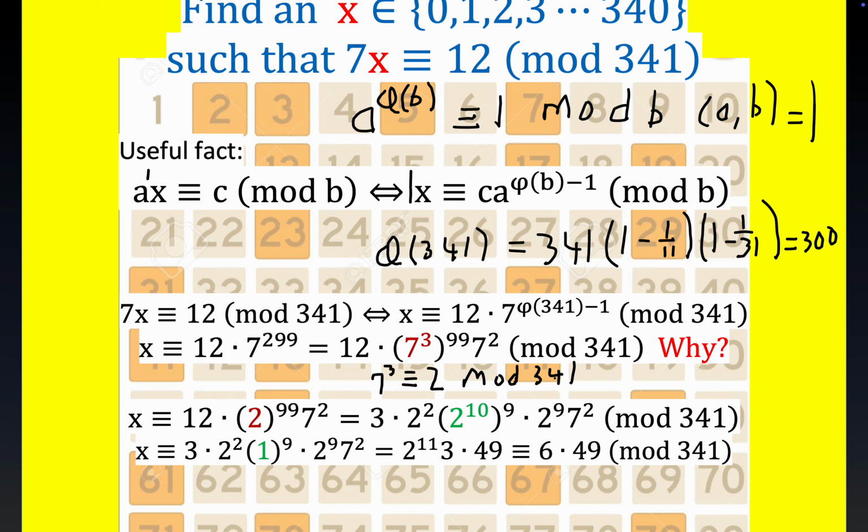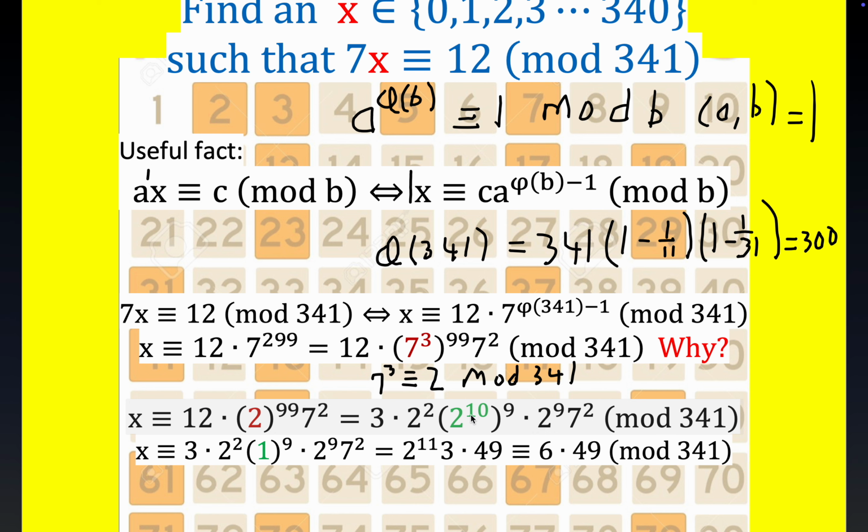Okay, so you see that this is congruent to 2, but that's exactly this 2 right here. 7 cubed is the same as 2 modulo 341. Okay, so we got that far. Now notice what happened right here. This piece right here, we get 12 is also 3 times 2 squared, right? Okay, and so here we go. We got 2 squared.